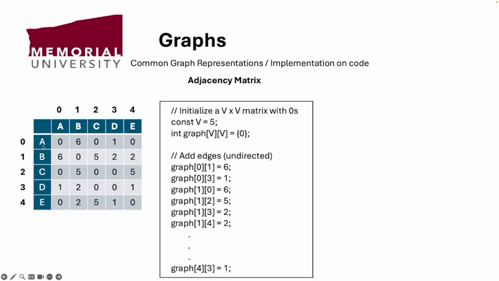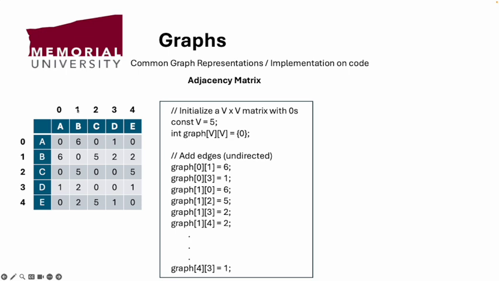Okay. From here, 0 to 0 is 0. We don't need to define that, right? 0 to 1 is 6, right? And 0 to 2 is 0, right? 0 to 3 is 1. And then 0 to 4 is 0. Nothing, we don't need to define.